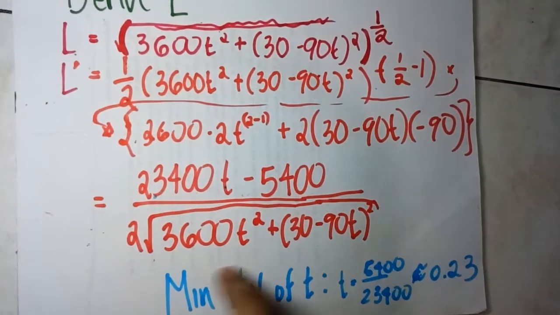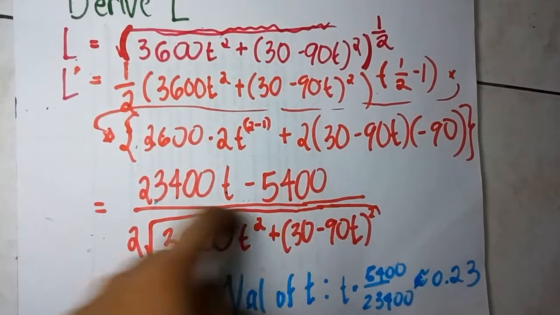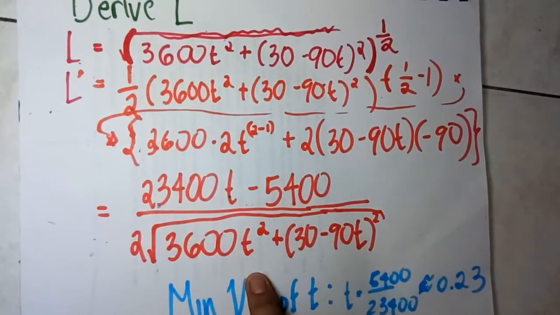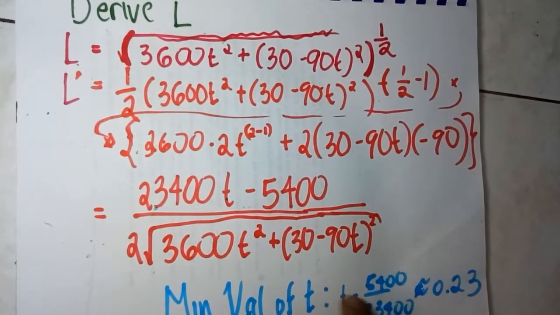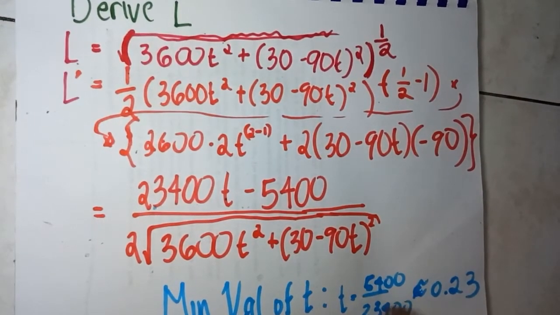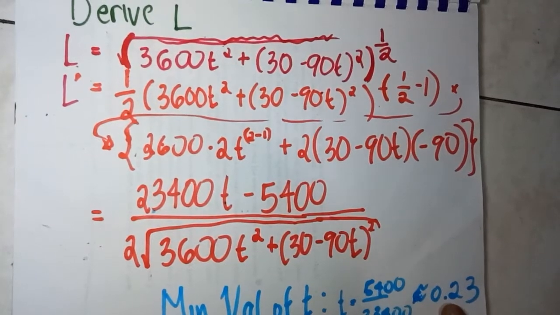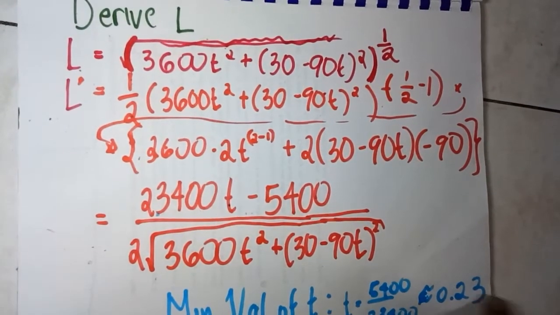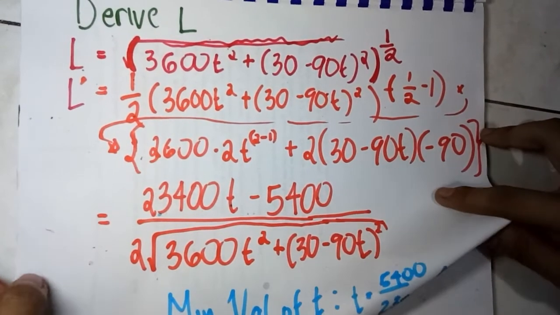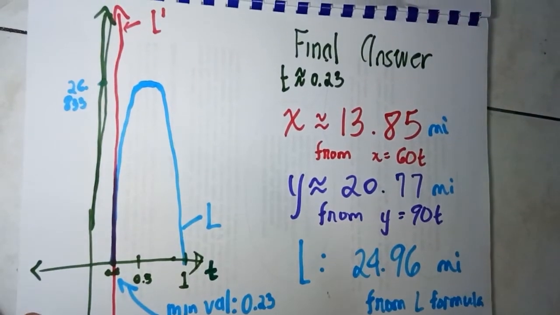Catch my breath. So how do we find t? The numerator is the only way to find t, so we get 5,400 over 23,400, and approximately the answer is 0.23. So we have already answered the second question.